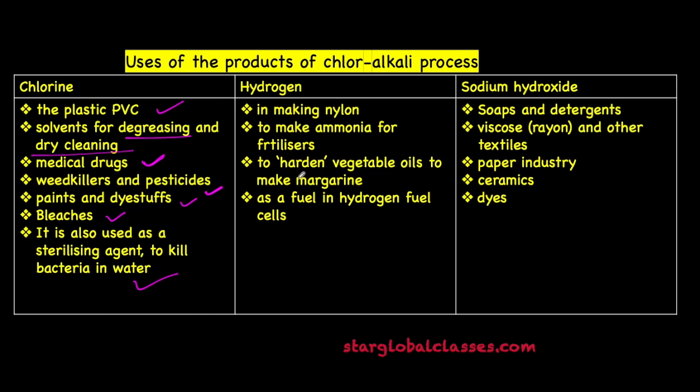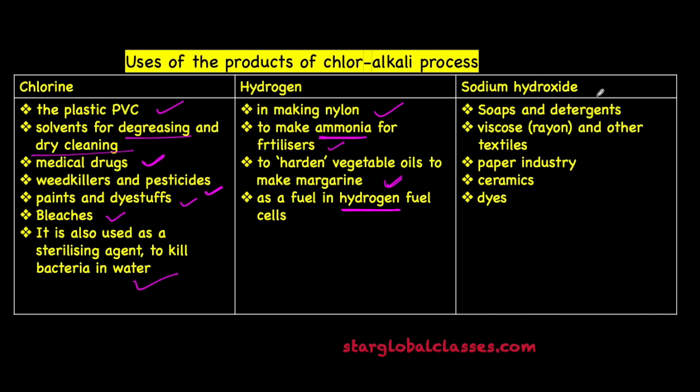You need to learn these. Hydrogen is used in making nylon. It is also used in making ammonia, which is a very important compound used in making fertilizers. It is used to harden vegetable oil to make margarine. When margarine is made from vegetable oil, we need to saturate the oil by adding hydrogen to it. Hydrogen is also a very good, very clean fuel, and we also use it in a fuel cell where electricity is generated by the reaction of hydrogen and oxygen.